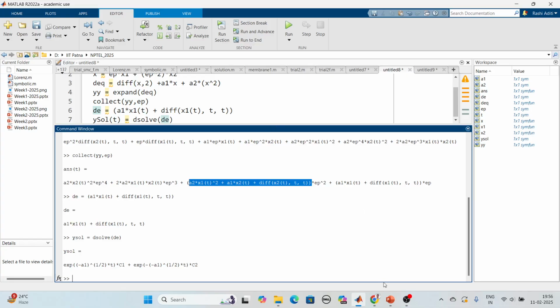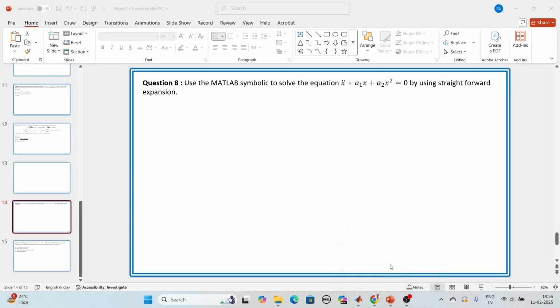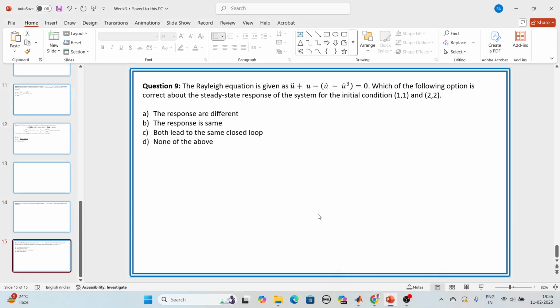Now coming on to the last question. So this is the Rayleigh equation, and we have to talk about the steady state response corresponding to these initial conditions. So I've already written the code.